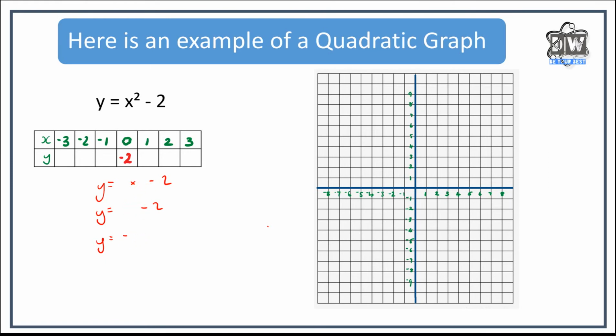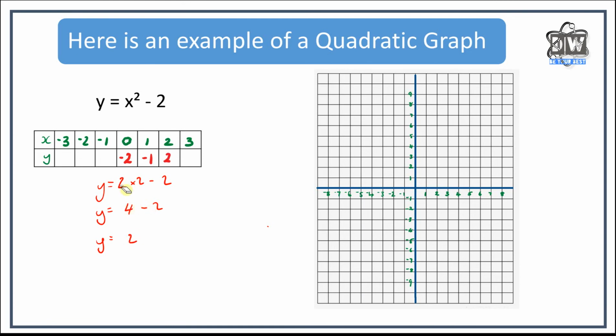What's 1 squared? 1 times 1 equals 1. 1 take away 2, well that gives me minus 1. The next one and the last one that I'm going to do before I hand over to you, because you guys are absolutely amazing, it's going to be 2 times 2. 2 times 2 is 4. 4 take away 2 is 2. So we put that in.